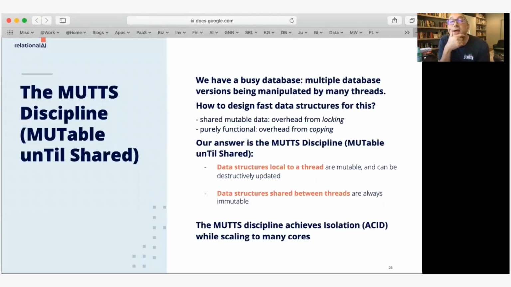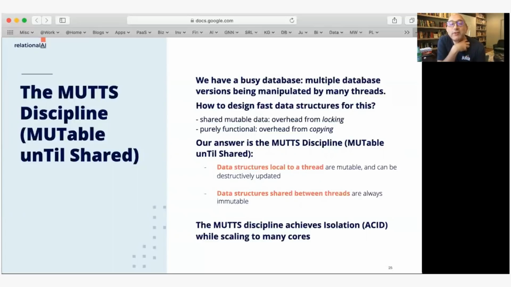So let's talk about a key part of our performance story here, which is the data structures. In a busy database, you have multiple database versions being manipulated by many threads. And the question is, how can we design fast data structures for this? One possibility is shared immutable data structures, but these suffer from synchronization overhead, either in the form of mutexes or bus locks or so-called lock-free data structures. Another possibility is purely functional data structures, which don't require synchronization, but have a significant copying cost, typically logarithmic in n.